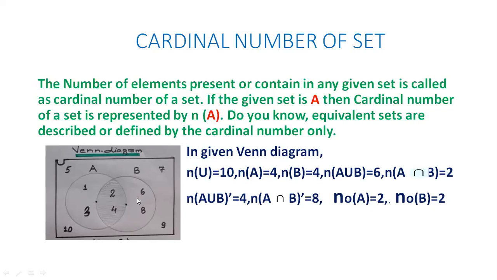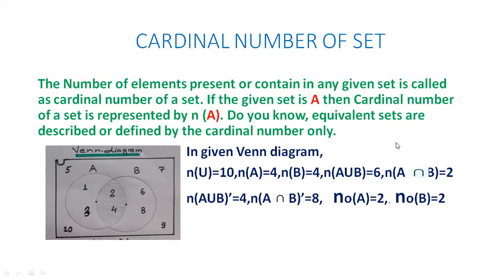And how many elements are there in only B? 2 elements. They are 6 and 8. Okay, children? Okay, now look at the next one.